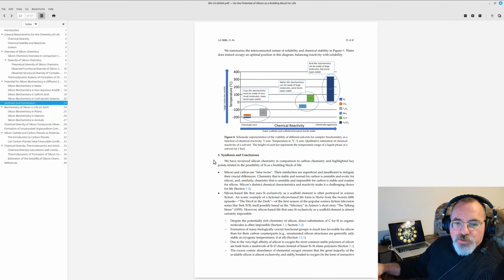Synthesis and conclusions. We have reviewed silicon chemistry in comparison to carbon chemistry and highlighted key points related to the possibility of silicon as a building block of life. Silicon and carbon are false twins. Their similarities are superficial and insufficient to mitigate their crucial differences. Chemistry that is stable and normal for carbon is unstable and exotic for silicon, and similarly, chemistry that is unstable and impossible for carbon is stable and routine for silicon. Silicon's distinct chemical characteristics and reactivity make it a challenging choice for life.